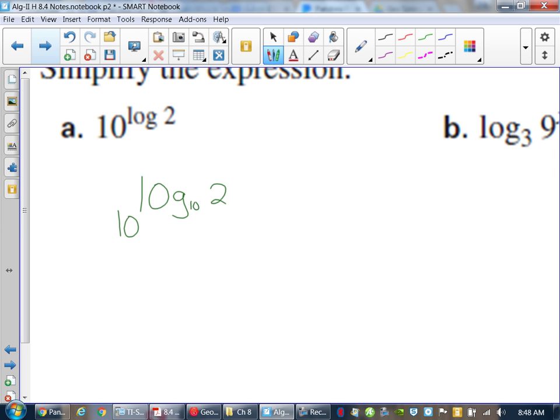Are those two the same bases? Is this 10 and this 10, are those the same? So if you have a base and an exponent, and if that exponent has the same base, B?